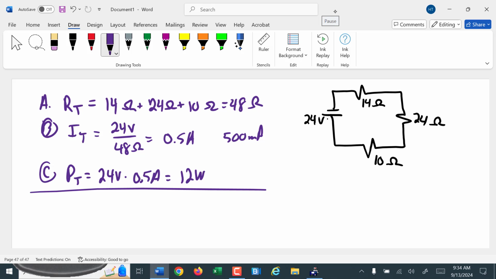So those are the basics, getting the totals. Anybody have questions on those first three pieces? Okay.